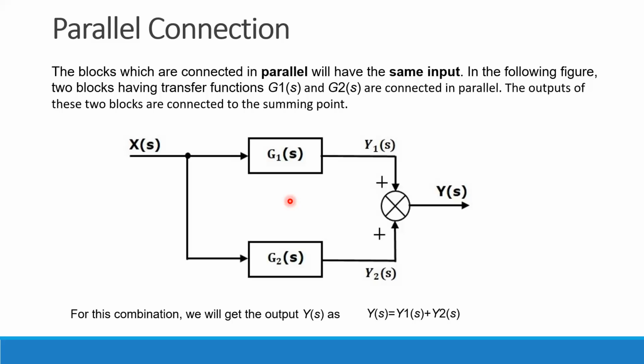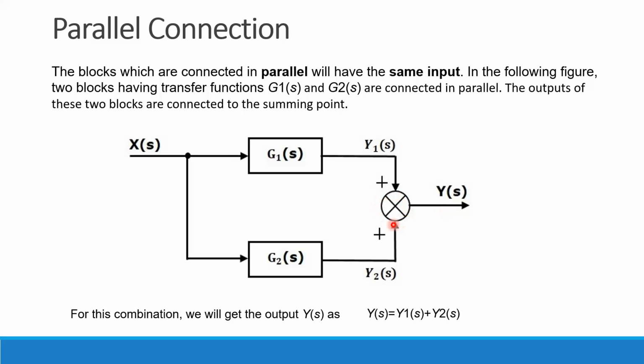Now this is a parallel connection. This is G1 of S, one block. Then there is G2 of S, another block. There is one input which is given to G1 of S as well as G2 of S. So the same input is given to block 1 and block 2. We are getting outputs Y1 of S and Y2 of S, which are combined at this point, and the combined output is Y of S.